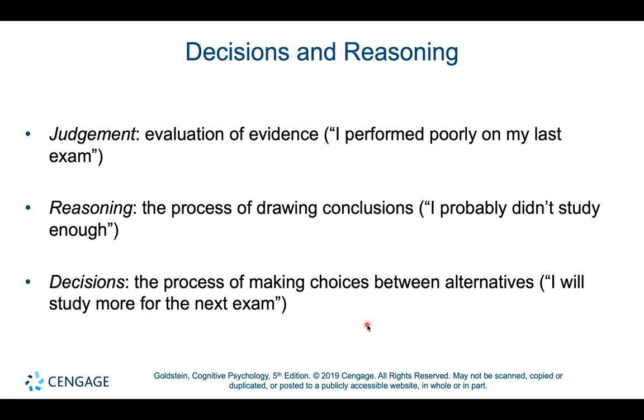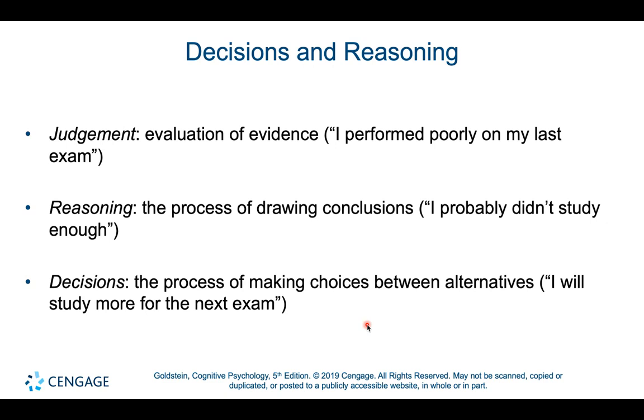Reasoning is the process of drawing conclusions from that judgment and evidence. So let's continue with the same example. You got a 65 on the exam, so you make a judgment. I performed poorly on the exam. And so you draw a conclusion. I probably didn't study enough. Notice how this information, I probably didn't study enough, is you moving beyond the data. Right? The data are a 65.